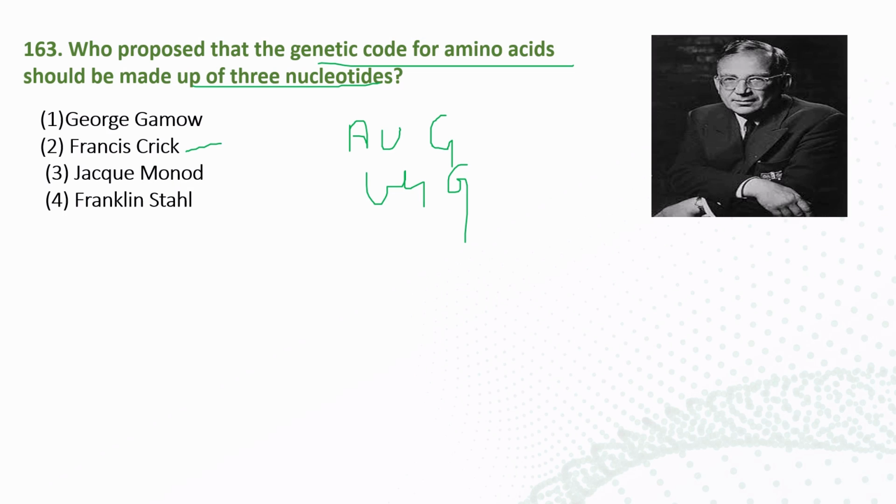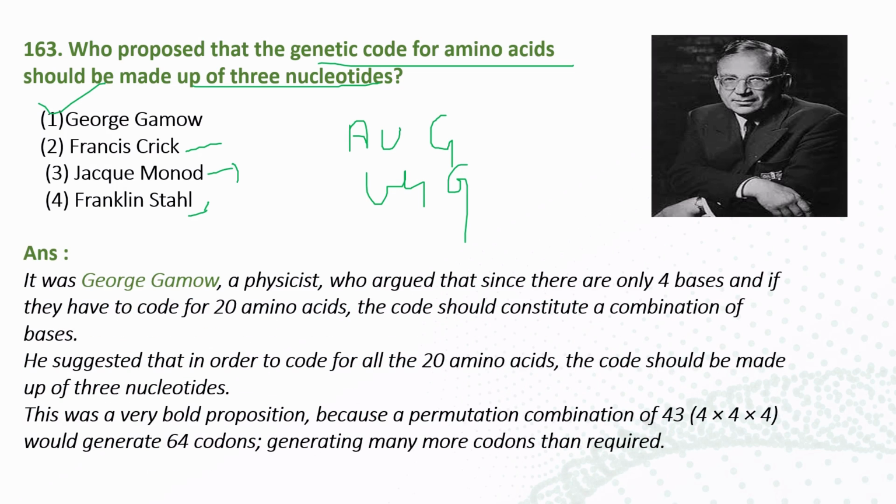He is involved in DNA structure, Jacob and Monod and the genetic material, and Hershey and Chase in the Griffith experiments, like that. So here George Gamow is the scientist, like here you can see the picture of him. He is the scientist who proposed the genetic code for amino acids, which should contain only three nucleotides. Normally there are four bases, and if they have to code for the 20 amino acids, obviously there should be a combination of bases.